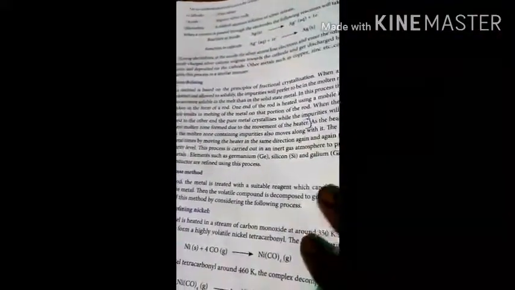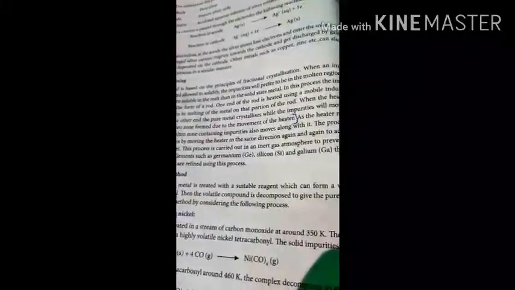So already I discussed electrolytic refining. So zone refining is an important one. In this method, mainly fractional crystallization is involved. When impure metals are melted and allowed to solidify, the impurities will prefer to stay in the molten state and the pure form will settle down downstream.